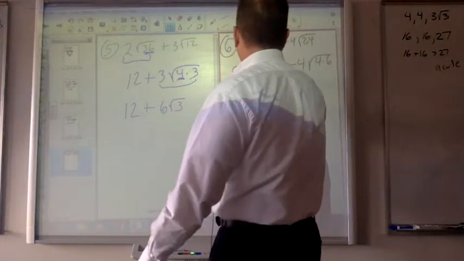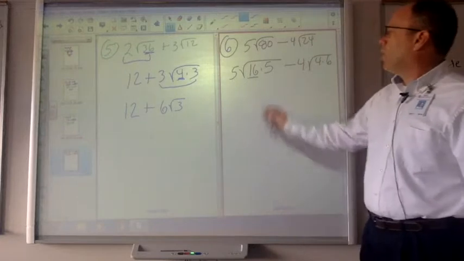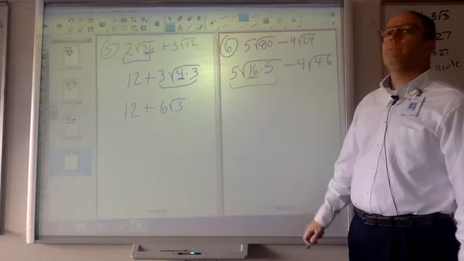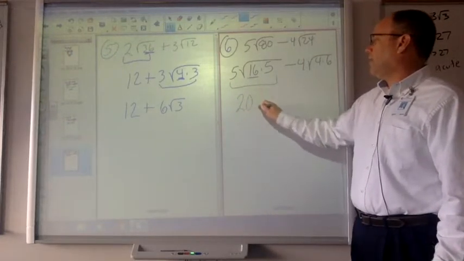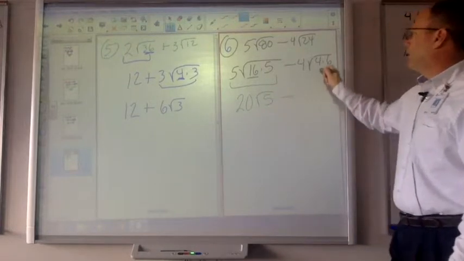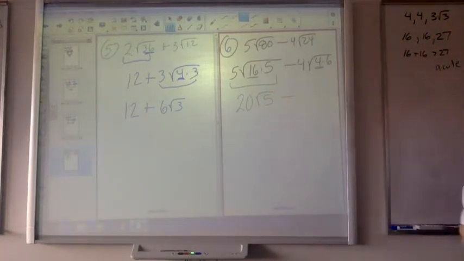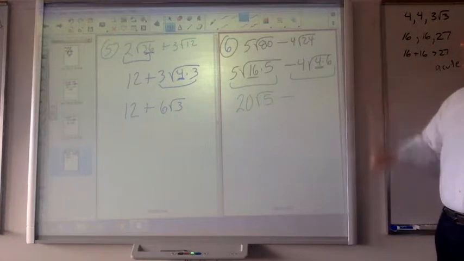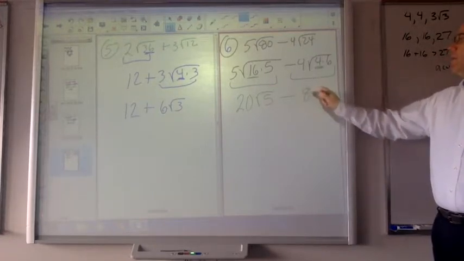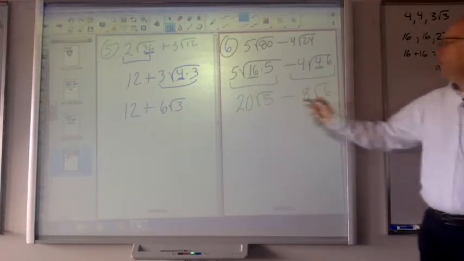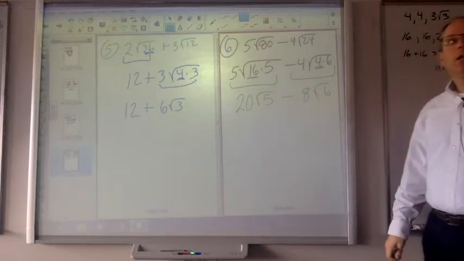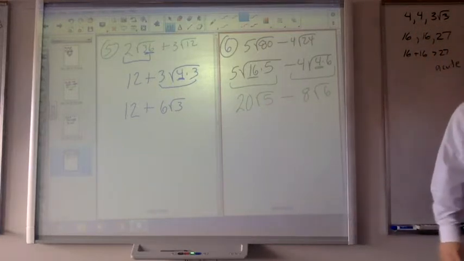So the square root of 16 is what? 4. So what does this part become? 20 root 5. Awesome. Minus, what is this? What's the square root of 4? 2. So what does this become? Negative 8 square root of 6. Are these like terms or not? No. So that's the final answer. It's done.